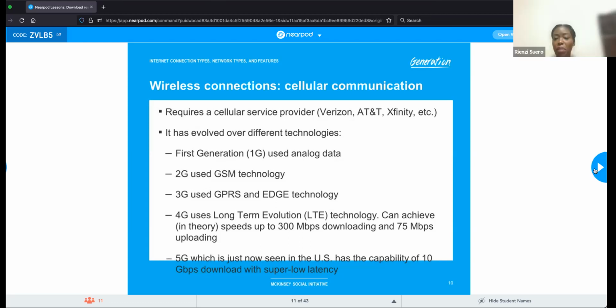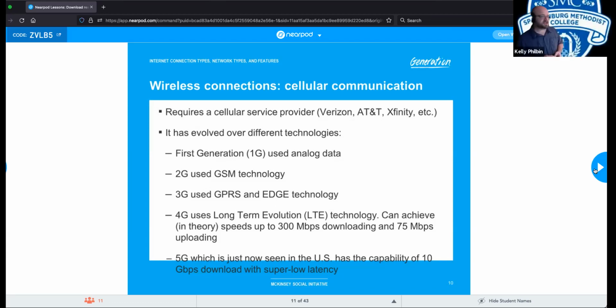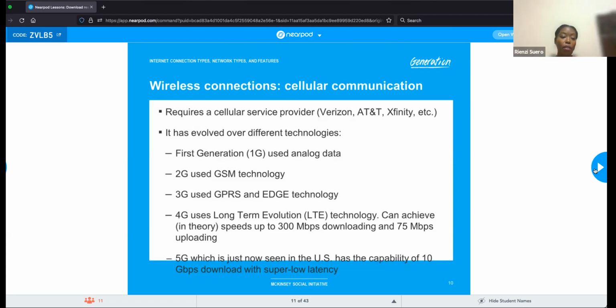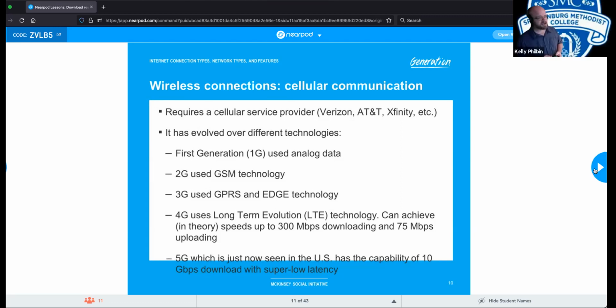What do you mean by data limitations? Like, you can only use 10 gigs per month. Oh, the plan that you have. Okay. Yes. See, I got lucky.